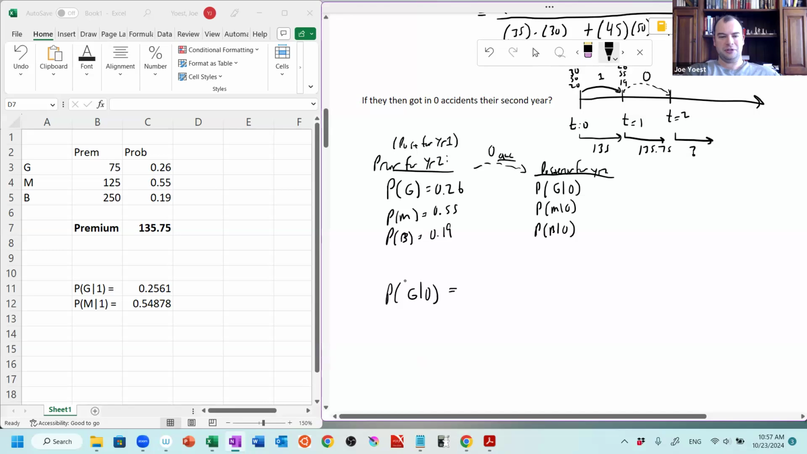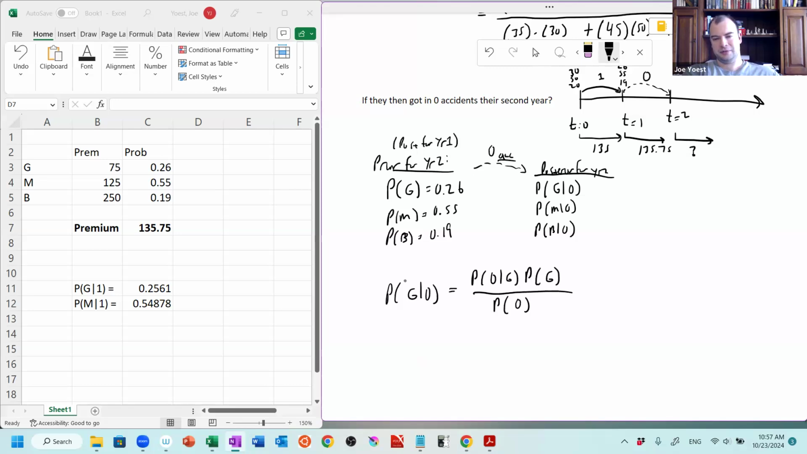So what's probability of good given 0? Well, just like we saw before, that's probability of 0 given good times probability of good over probability of 0. And G's are really looking like 6s today. Now I think they even look more like 6s.